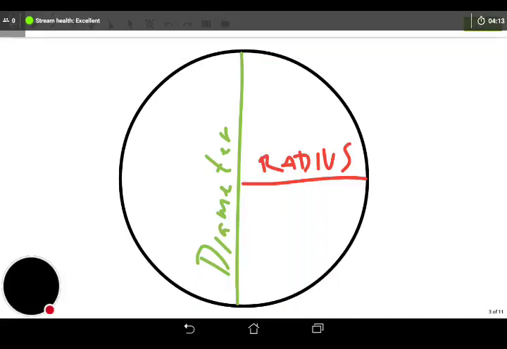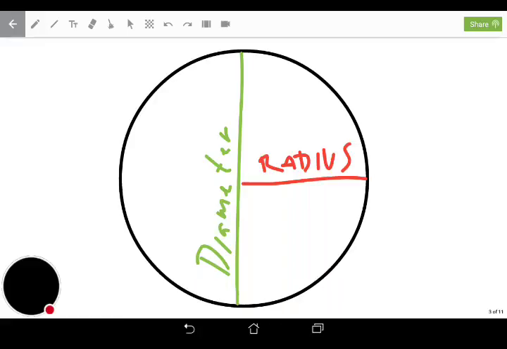Third important part of a circle, I'm not going to draw it because I've already drawn the entire thing. It is the circle itself, the outside of the circle. The outside of the circle is called the circumference, and we'll be working out later how to calculate the circumference given either the radius or the diameter.